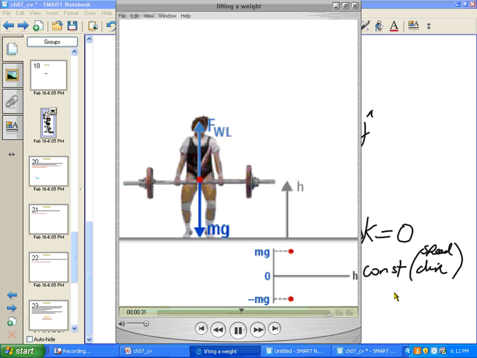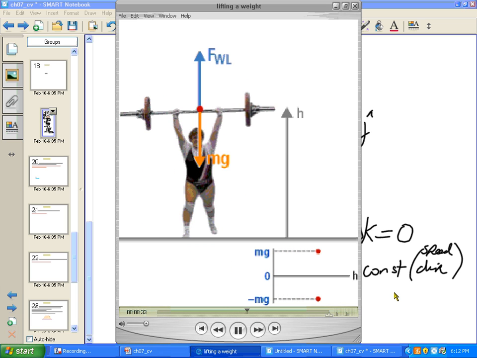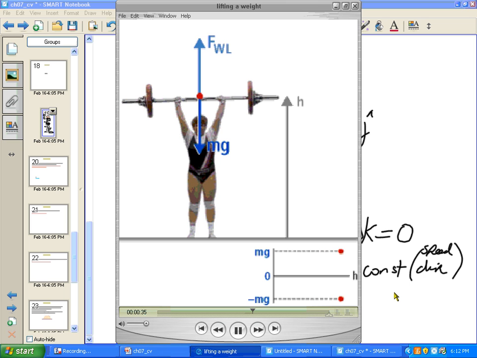Meanwhile, gravity exerts a downward force mg on the barbell, so the work done on the barbell by gravity is negative mgh. The net work done on the barbell, the sum of the work done by the weightlifter and by gravity, is zero. Although the woman exerts tremendous physical effort when she holds the barbell at constant height, she performs no more work in a physics sense because there is no further displacement.